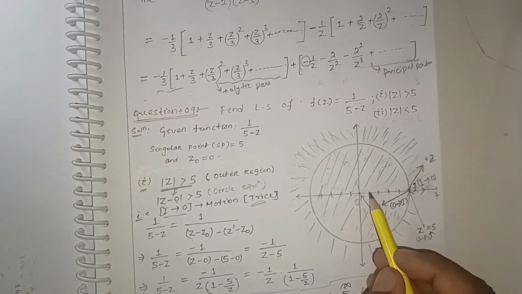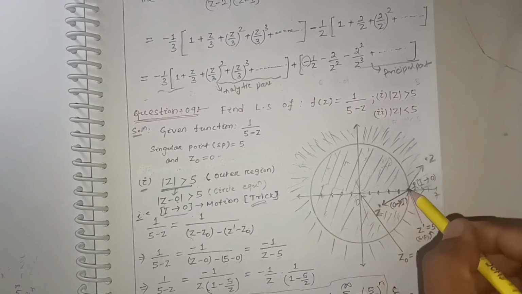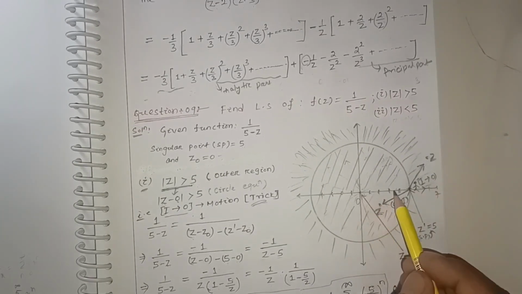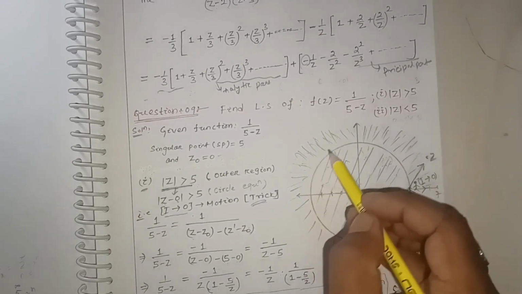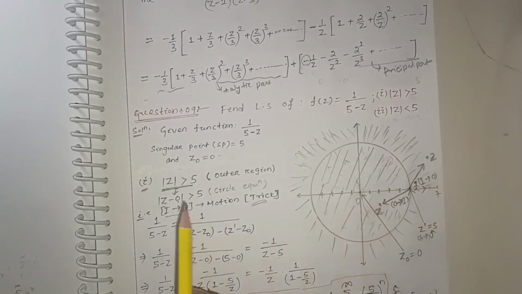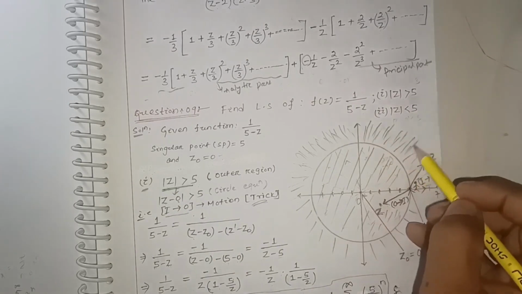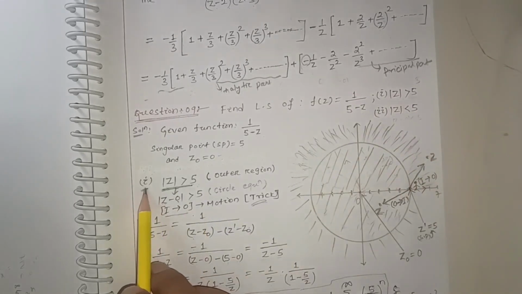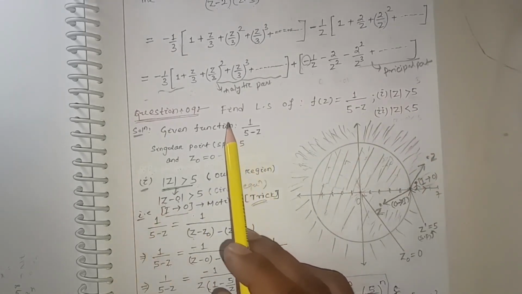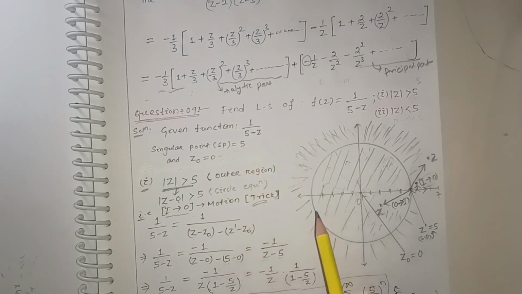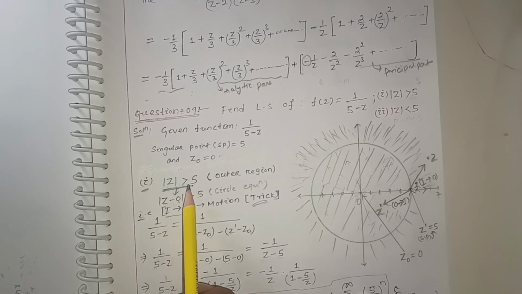Okay. Here you can see 1, 2, 3, 4, 5. So this is the point 5, and the radius will be this much, 5, and this is the circle having radius 5. But as per the question, we have to consider the region above that 5. That means this region. So for the first bit, we have to find the Laurent series of the function 1 by 5 minus z for this region. That means |z| greater than 5.